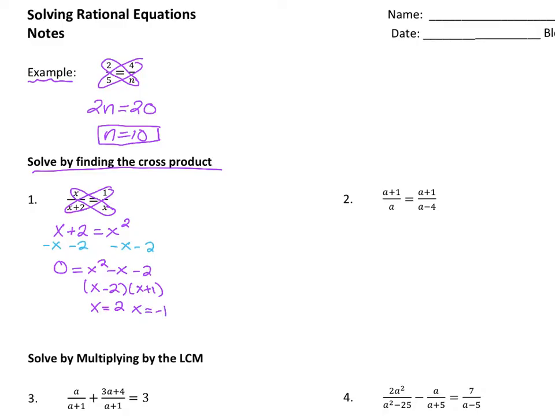Now, I need to be sure that both of these answers will work. So I need to think back to the beginning of this unit when we talked about excluded values. My excluded values are anything that makes my denominator equal to 0. So in this case, let's look back at my original equation. The denominators were x plus 2 and x. So my excluded values would be -2 and 0. Since neither of my solutions are my excluded values, both of my solutions will work for this problem.